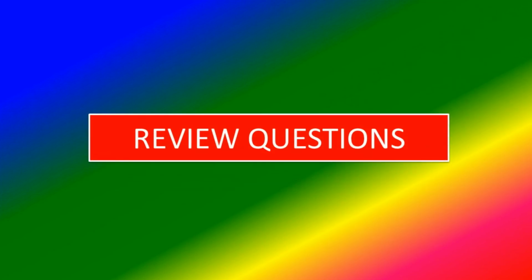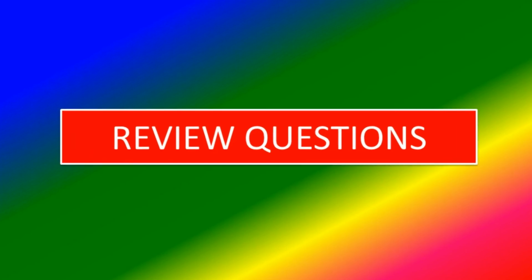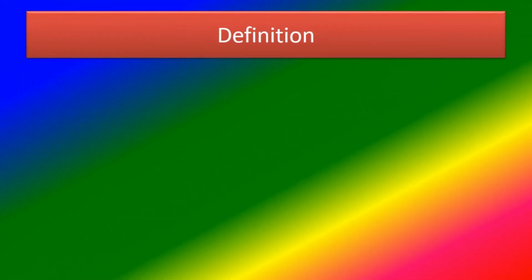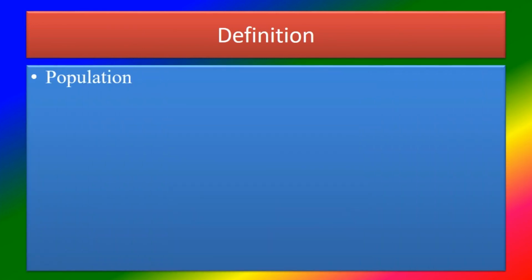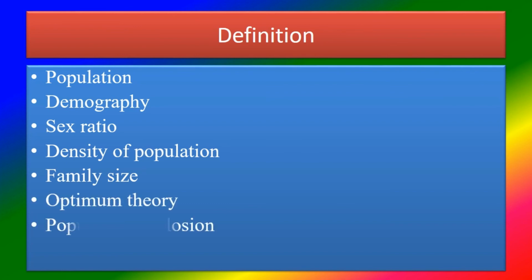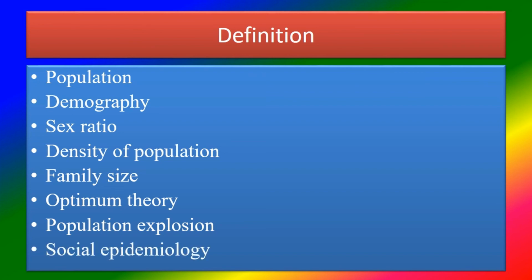Review questions. Define following: population, demography, sex ratio, density of population, family size, optimum theory, population explosion, social epidemiology.